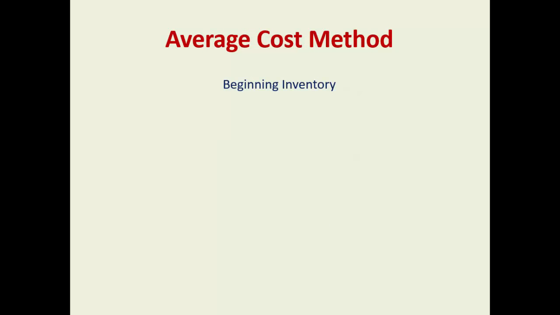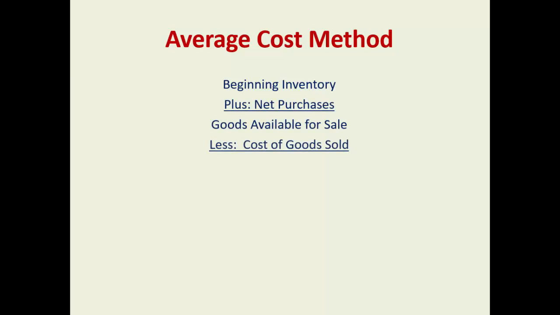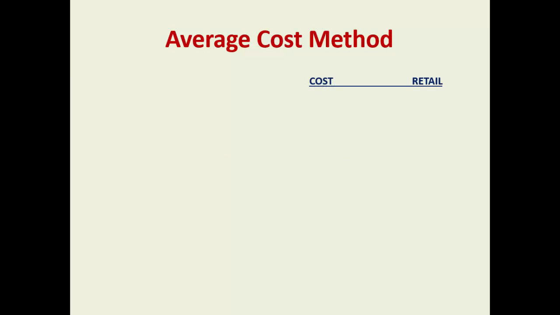So average cost method, you take beginning inventory plus net purchases, gives available, less cost of goods sold gives ending inventory, similar to the gross profit. A little more detail goes into it because you're looking at those nets with all the different markups and markdowns. You don't even think about that with the gross profit method.